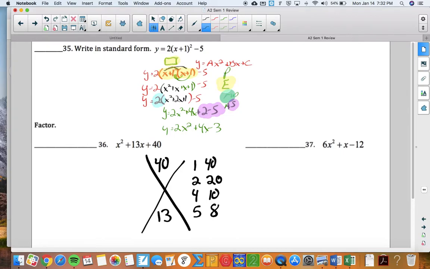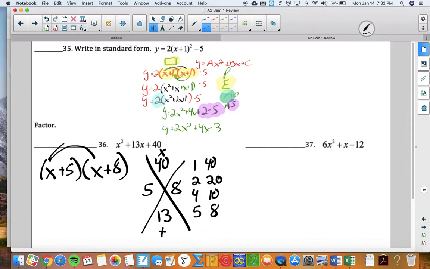And because it's a positive 40 that we're trying to multiply to, either both factors are positive or both factors are negative. Because we're trying to add to a positive 13, they both have to be positive, so 5 and 8. So x plus 5 times x plus 8. If you were to multiply this back together, you would end up with the original polynomial. So it is correct, and this is factored form. We can't factor it further.